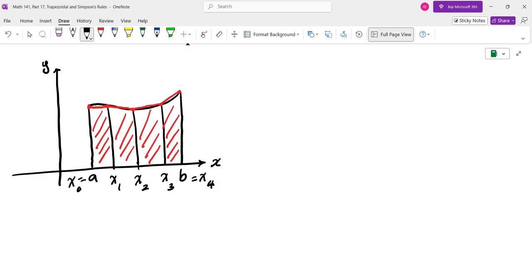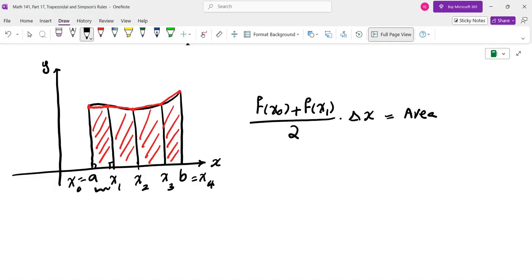Let's find the area of each of these trapezoids. So the first trapezoid has 2 bases. The first base is f of x0. The second base is f of x1. Then we have to take the average of the 2 bases and then multiply by the height. So notice that the height is this one. Area of a trapezoid is base 1 plus base 2 over 2 times height. So this is the area of the first trapezoid.